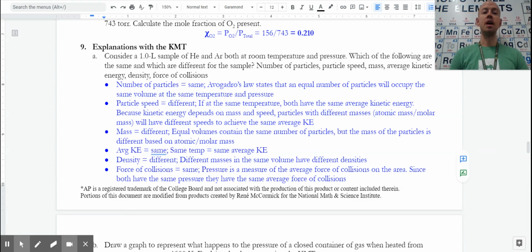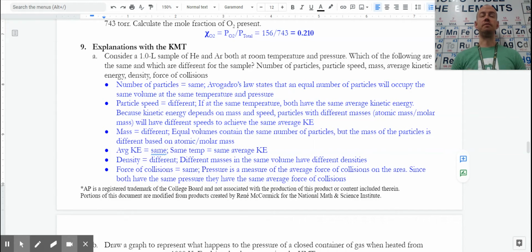In terms of mass, we have already defined that because it's the same size container at the same temperature and pressure, it's the same number of particles, but the same number of particles can have different masses. Helium has fewer protons, neutrons, and electrons per atom than argon does. In terms of average kinetic energy, it is the same. Same temperature is defined as same average kinetic energy. No explanation beyond that is needed.